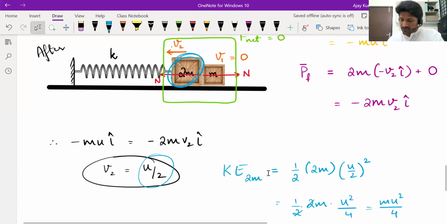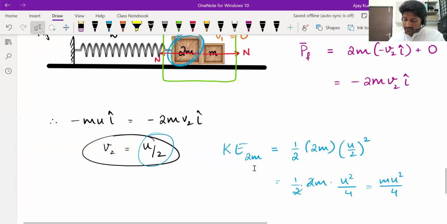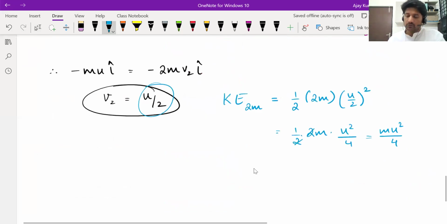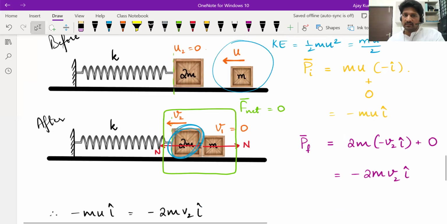What kinetic energy was small m having? Mu square by 2 it was having. But what kinetic energy did 2m get? It only got mu square by 4. Okay, so it didn't get all the kinetic energy lost by the smaller block. So some kinetic energy was lost in this process.